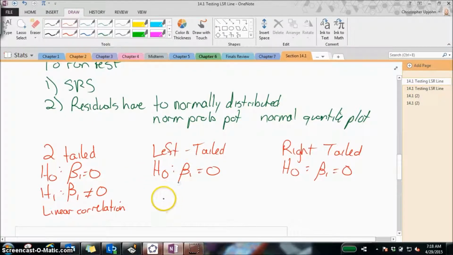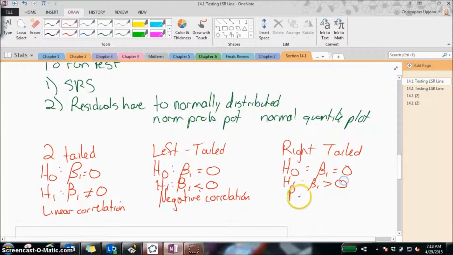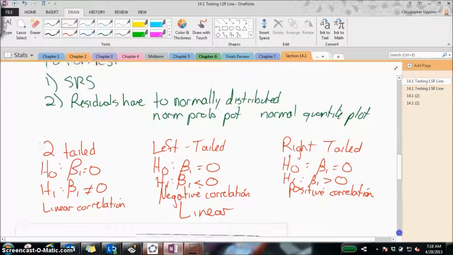Our left tail is we have a negative correlation. And if we have that, that means beta 1 is less than 0, it's a negative number. So we have a negative correlation. Right tail, beta 1 is greater than 0, so we have a positive correlation. And of course, these are all linear correlations. We're not going into quadratics.